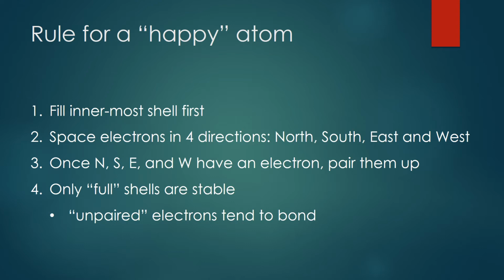The second rule for making a happy stable atom is to space electrons in the 4 directions: north, south, east, and west. Once north, south, east, and west quadrants have 1 electron, then you can pair them up until that shell is full. The fourth rule for a happy stable atom is that only full shells with paired electrons are stable. So any unpaired electrons tend to go seeking a mate. Let's see how this plays out in some cartoon diagrams.